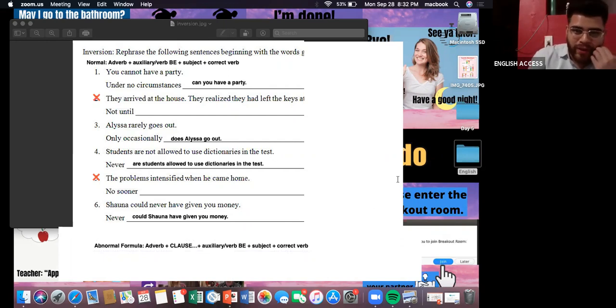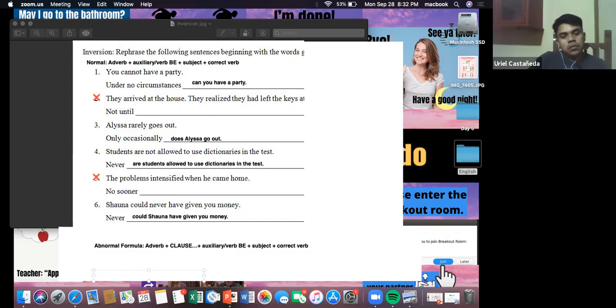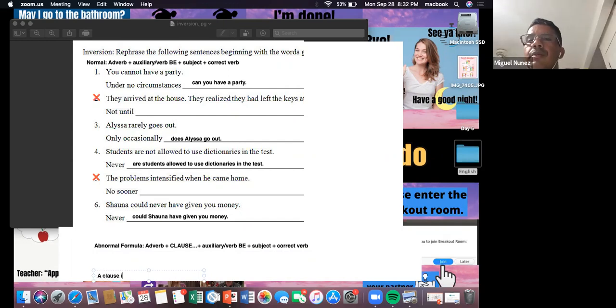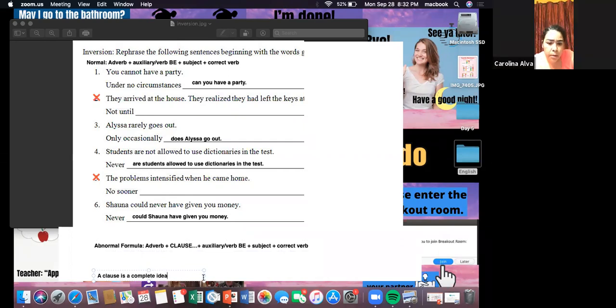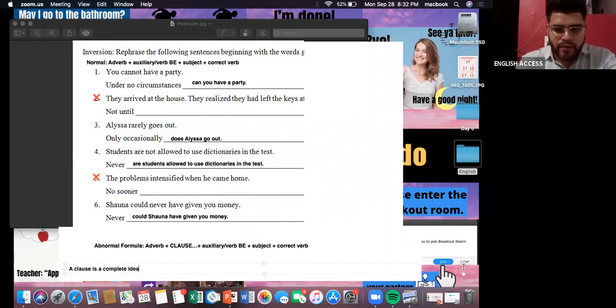Does anybody remember what a clause is? Like a mini sentence, which has a complete idea. Okay, yeah, a clause is a complete idea. It has a subject and a predicate. So basically, a subject and a verb.